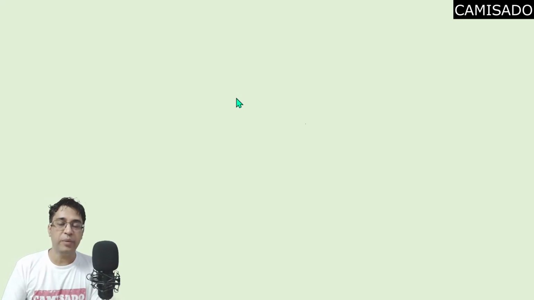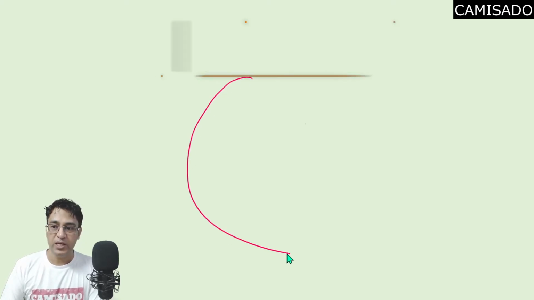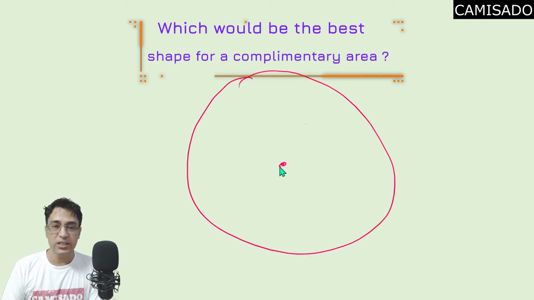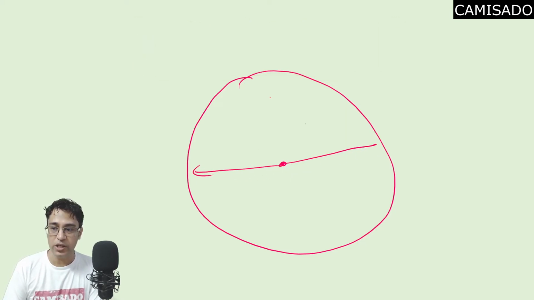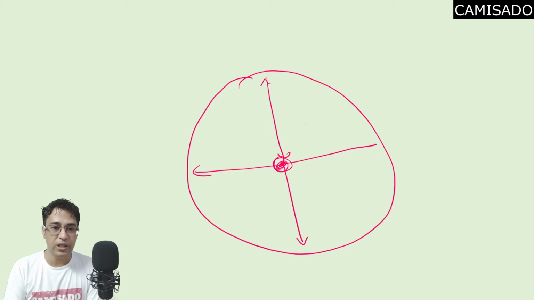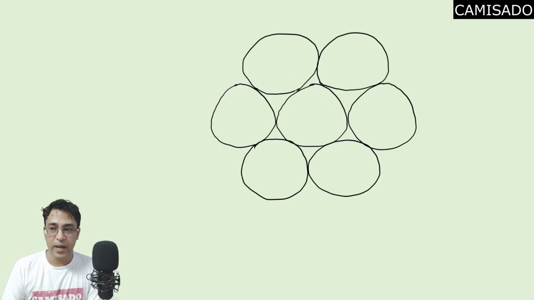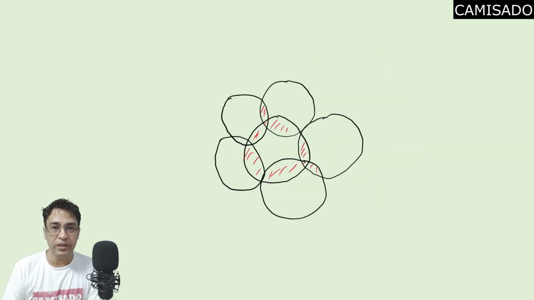Now let us see which can be the best shape for a complementary area. See, if we consider a circle as a complementary area, there would be certain advantages. One advantage would be that all the locations would be located at an equal distance from the central place. But there are certain problems with keeping circles as complementary areas. For example, if you do the tangential fit of circles, you will notice that many places get left out. So these places would be left out. So these places would not be served. Now if we try to bring the circles close, then these areas would get doubly served. So they would be overlapping.